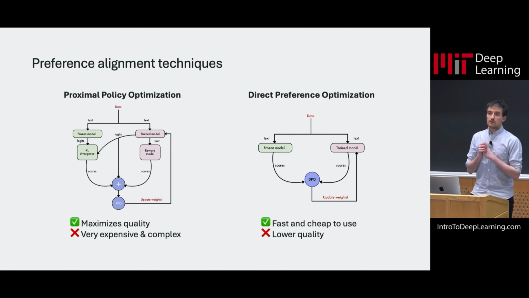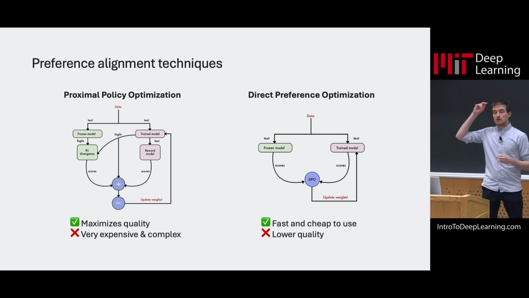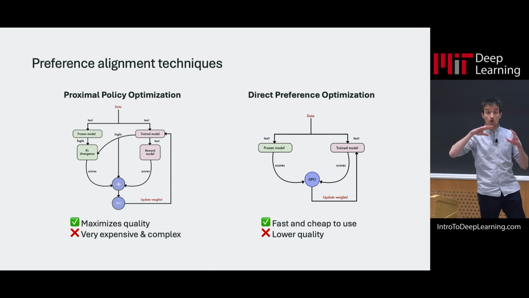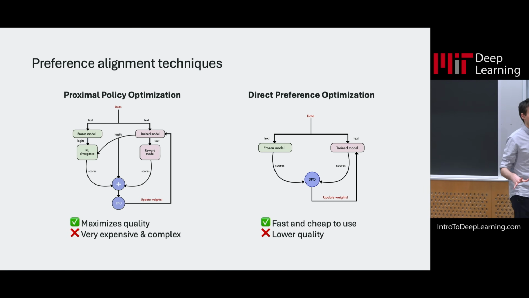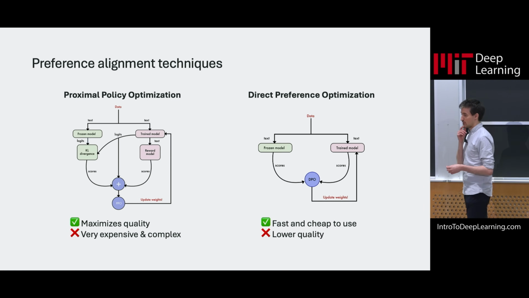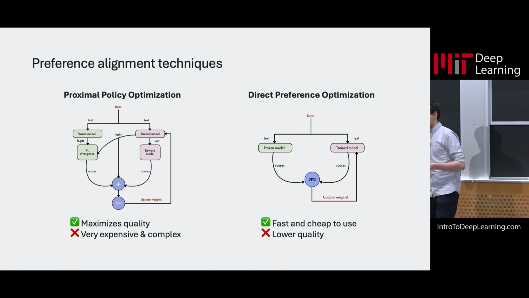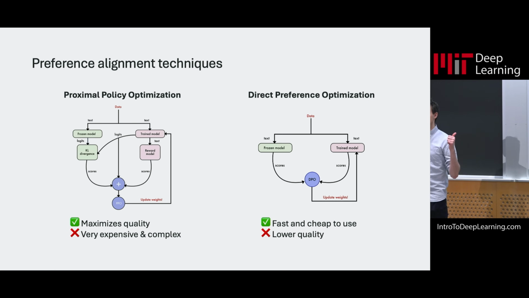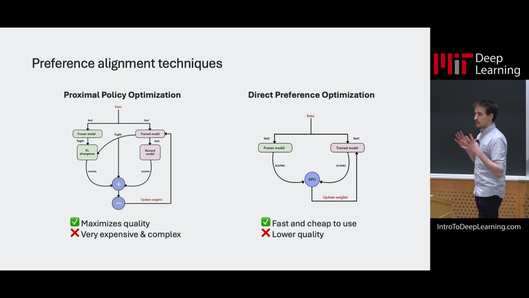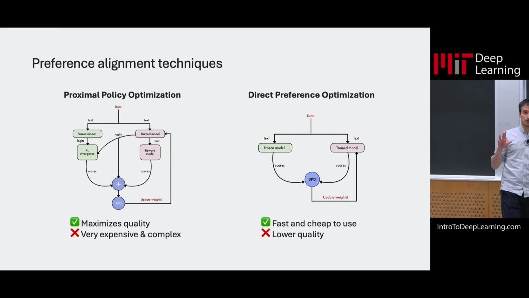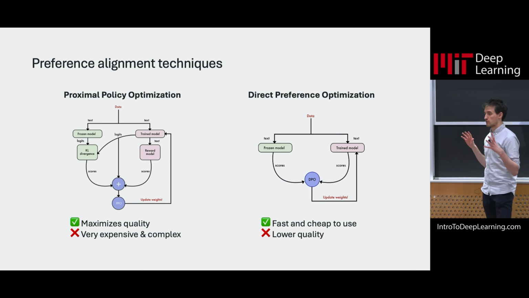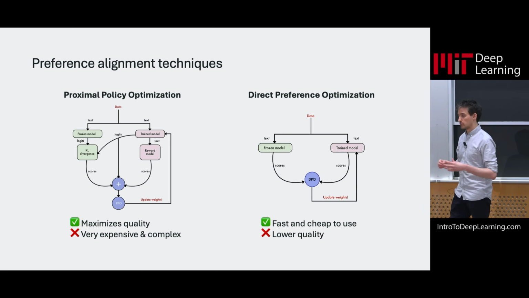Then you have preference alignment techniques. So this is the second stage of post-training. And with preference alignment techniques, there are a lot of them. There are really, really a lot of them. There are over 100 different techniques in this umbrella. So I want you to only remember 2 of them. The first one is PPO, the proximal policy optimization. This is kind of the traditional and original version of preference alignment. This is kind of the original algorithm to do it.